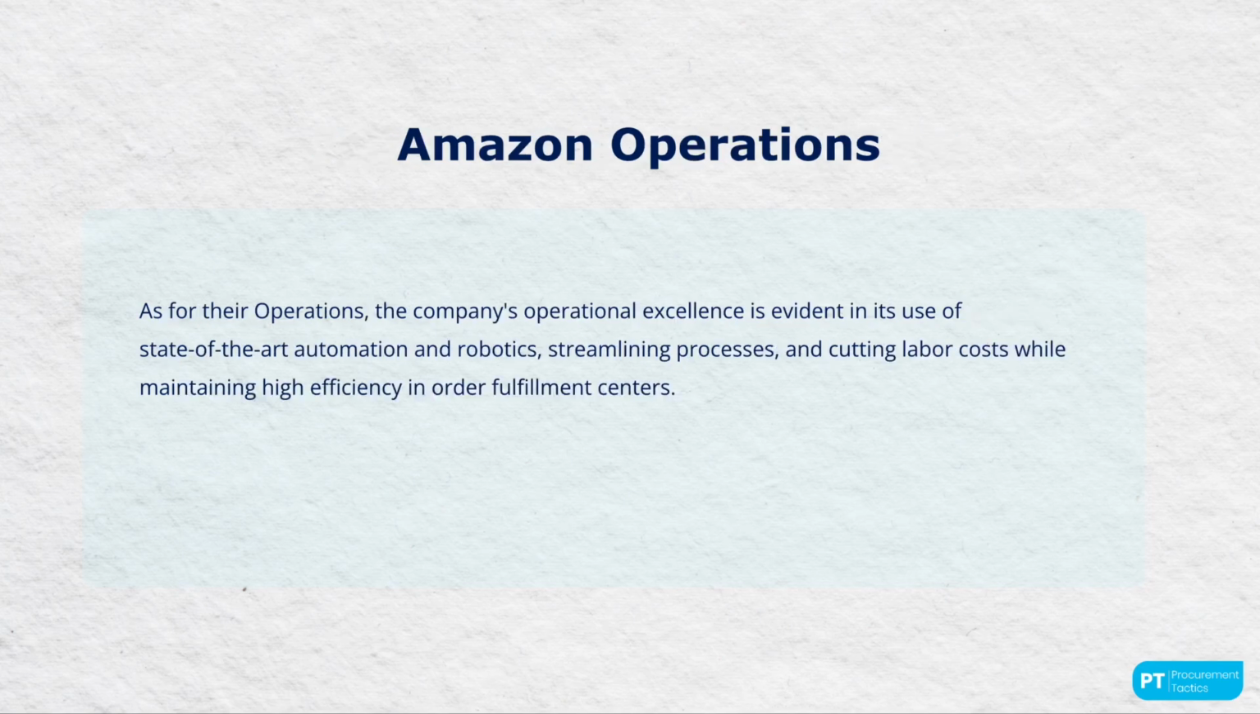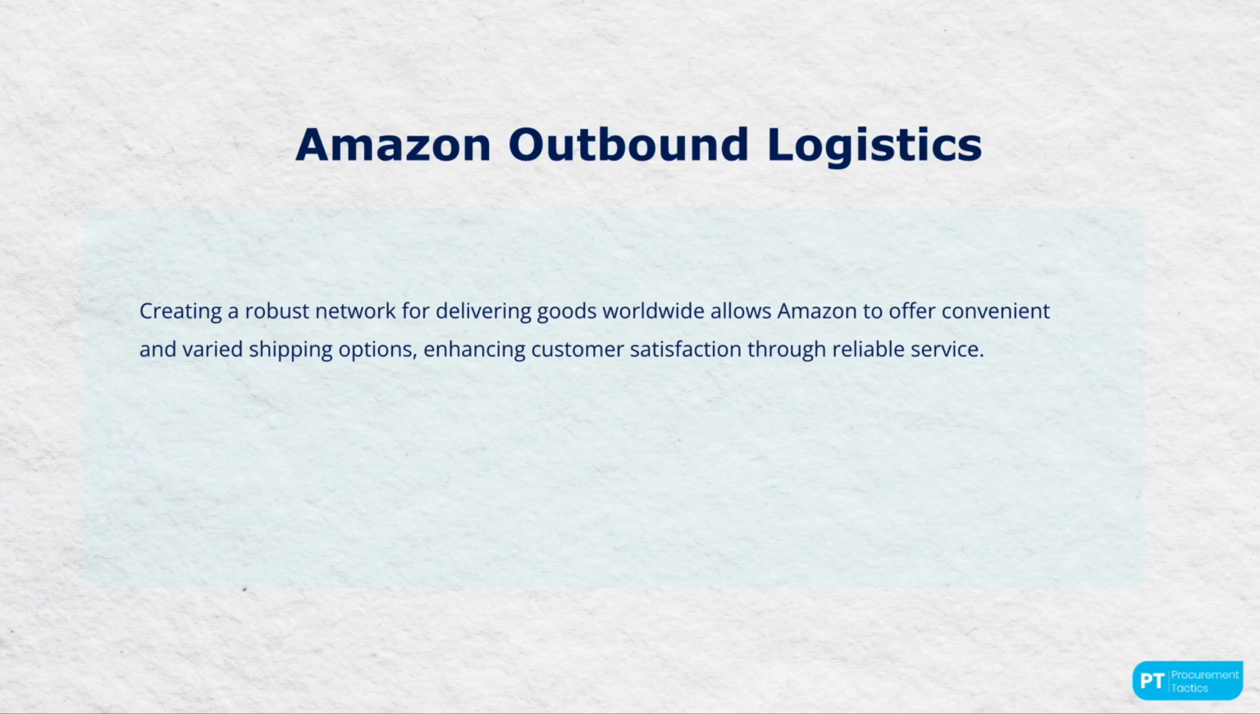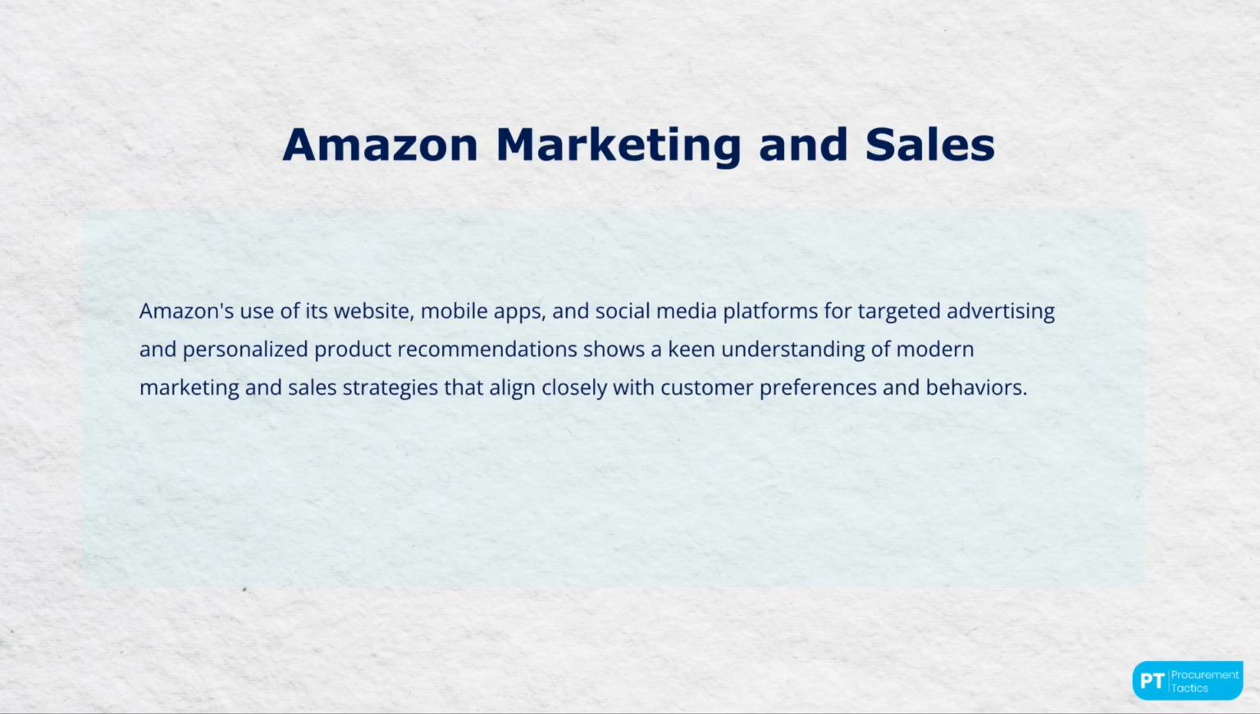As for their operations, the company's operational excellence is evidenced in its use of state-of-the-art automation and robotics, streamlining processes and cutting labor costs while maintaining high efficiency in order fulfillment centers. For outbound logistics, creating a robust network for delivering goods worldwide allows Amazon to offer convenient and varied shipping options, enhancing customer satisfaction through reliable service.